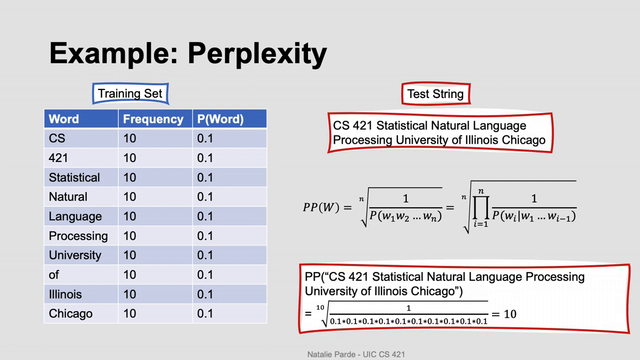For our denominator, we'll multiply 0.1 times 0.1 times 0.1 times 0.1 times 0.1 times 0.1 times 0.1 times 0.1 times 0.1 times 0.1. That's counting the probability for each word in our test set. We'll take the inverse of the result, so 1 divided by 0.1 to the 10th power would actually give us like 10 billion. Then we'll take the 10th root of that, and we end up with a perplexity of 10.